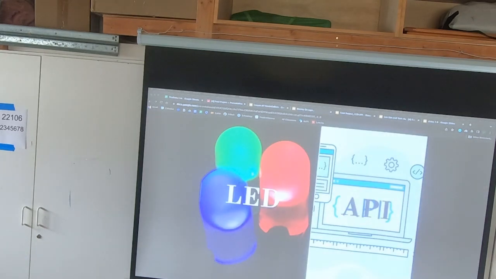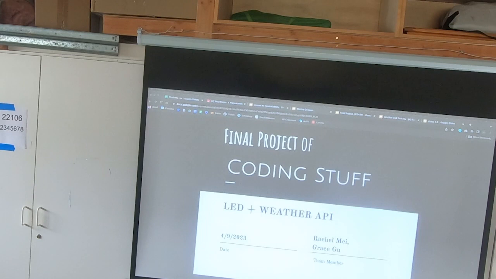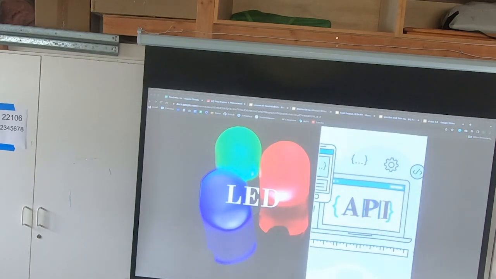Okay, my name is Rachel. So today we're presenting our coding final, which is LED plus weather APIs. So we're going to mostly combine LED and weather API. So we're going to combine LED and APIs together.